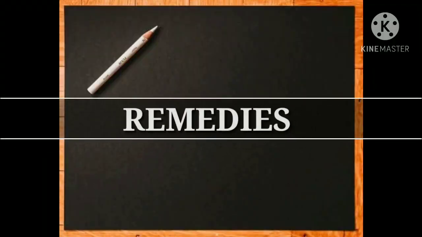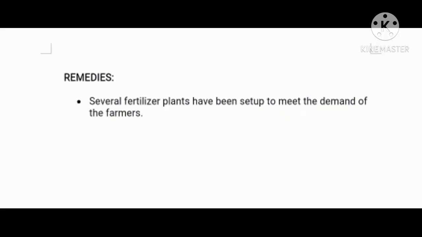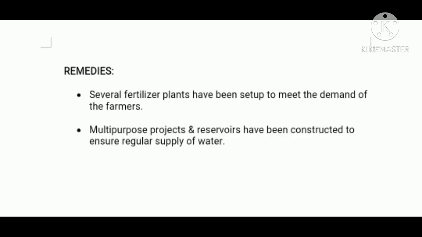Moving on, let us now talk about the remedies for the above mentioned problems of sugarcane cultivation in India. Well, the government has taken several steps to overcome these problems. Firstly, several fertilizer plants have been set up to meet the demand of the farmers. Next, multi-purpose projects and reservoirs have been constructed to ensure regular supply of water.